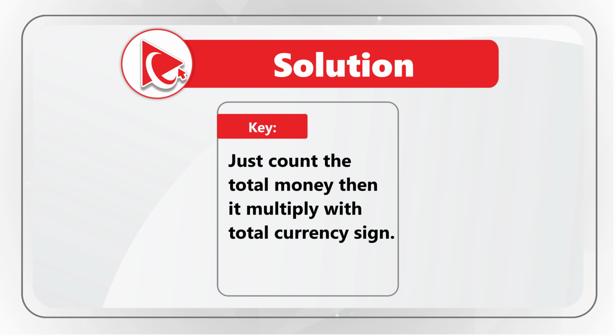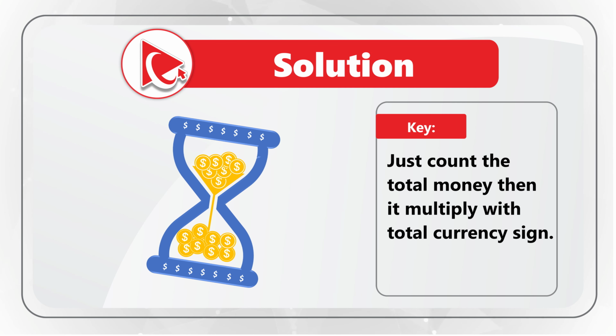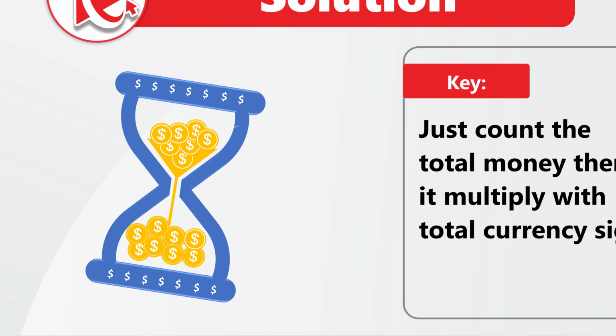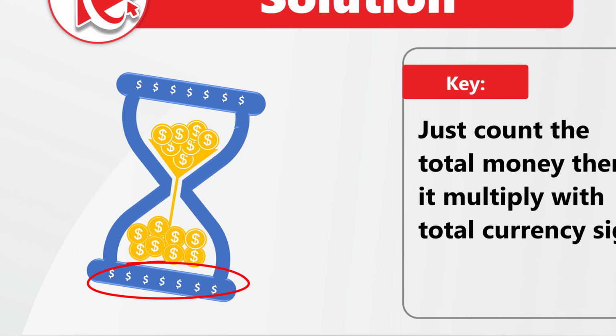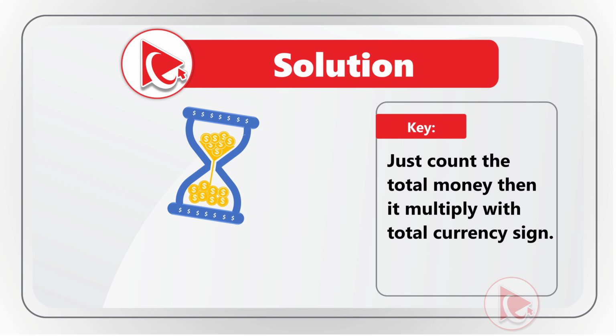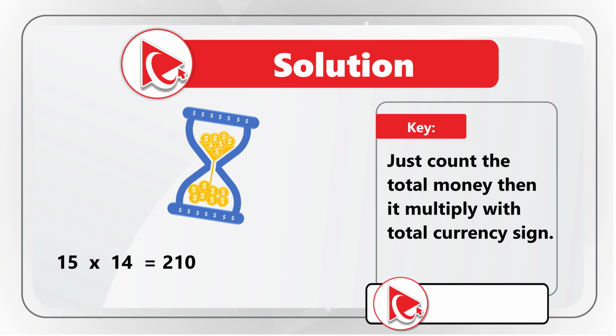To solve it correctly, we need to count the coins. Let's start by counting coins at the top. There should be 7 coins. 1, 2, 3, 4, 5, 6, and 7. There are 8 coins at the bottom. Let's count them. 1, 2, 3, 4, 5, 6, 7, and 8. And there are 7 dollar signs at the top and 7 dollar signs at the bottom. So the total calculation would be 15 coins multiplied by 14 dollar signs, and the total would be 210. So the correct answer here is choice C, 210.